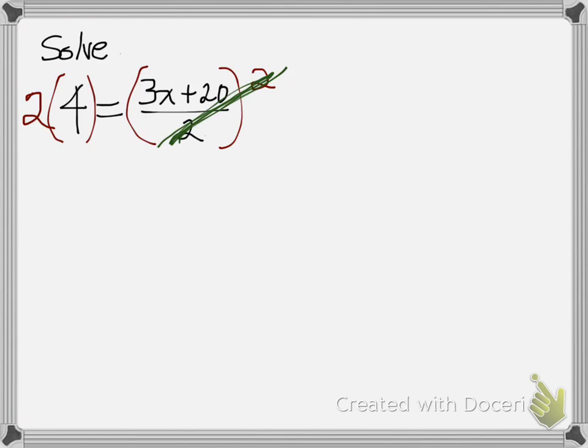And so now it's a very simple equation. We can solve it step by step. So 2 times 4 is 8. Those 2's divided out, so I just have that 3x plus 20 left. Okay, so now I'm back to all those same basic steps.